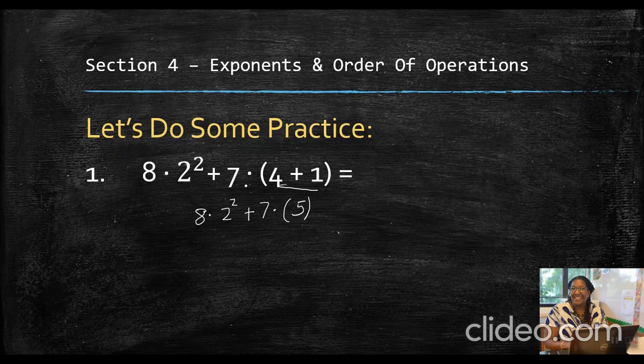Okay? Now that we've done the parentheses, we can do our exponent. Exponent is next. 2 squared. So we've got 8 times 4 plus 7 times 5. I'm going to go ahead and leave the parentheses off now because it's really only housing the number. There's nothing happening mathematically inside the parentheses. So now we're at multiply or divide. We have 8 times 4 and we have 7 times 5. 8 times 4 being 32 plus 7 times 5 being 35. Last step to do is to add everything together. 67 is our answer.